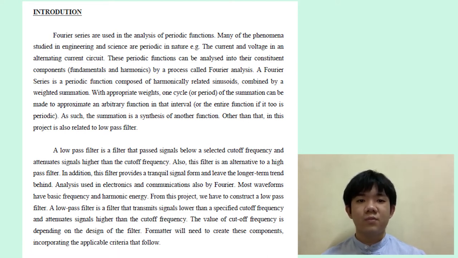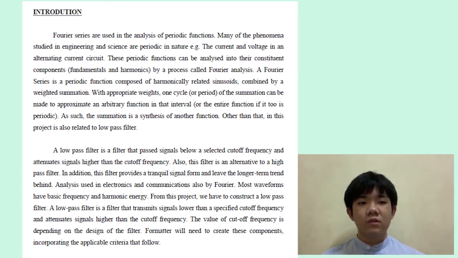Other than that, this project is also related to low-pass filters. A low-pass filter is a filter that passes signals below a selected cutoff frequency and attenuates signals higher than the cutoff frequency. Also, this filter is an alternative to a high-pass filter. This filter also provides a smooth signal form and leaves the long-term trend behind, used in electronics and communications analysis also by Fourier. Most waveforms have primarily fundamental frequency and harmonic energy.